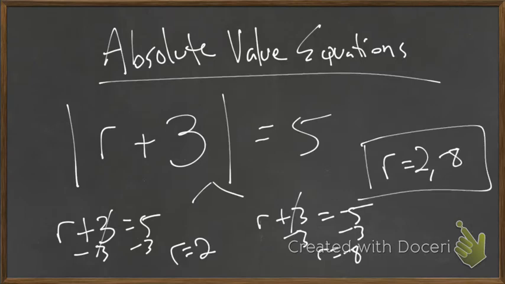Both those answers. Okay? You guys, especially early on, you should be checking these, because there's a tad more going on here, right? A little more thinking. So let's slap a 2 in here. What's 2 plus 3? 5. And the absolute value of 5 is? 5. Okay, let's slap the negative 8 in here. Negative 8 plus 3? Negative 5. The absolute value of negative 5 is?